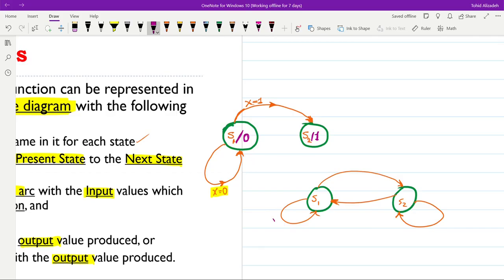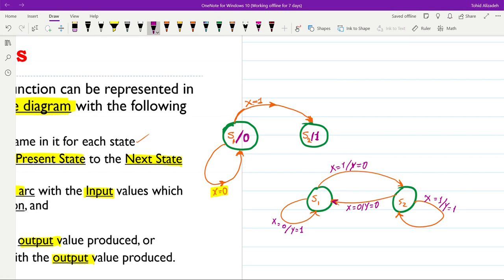Now we can say that if x is equal to 0, the output will be equal to 1 and we will remain at the same state. But if x is equal to 1, then the output will be equal to 0 and we will switch to state number 2. For state number 2, if x is equal to 1, the output will be equal to 1 and we will remain there.